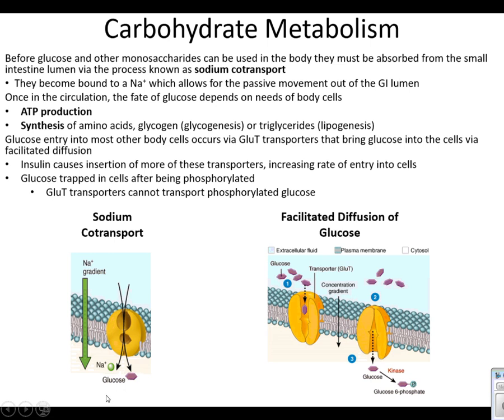The fate of glucose depends on the needs of our body cells. A lot of that glucose is going to go directly into the cells for ATP production. And this is what we're going to talk about. But in certain states, we can use glucose to synthesize amino acids, to synthesize glycogen, a process called glycogenesis, or even a process called lipogenesis, which is the formation of triglycerides.